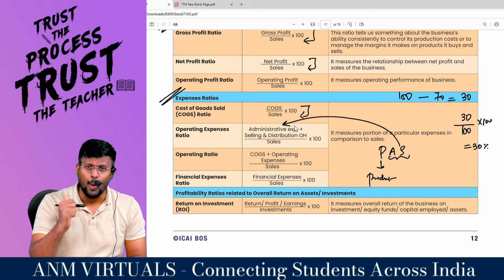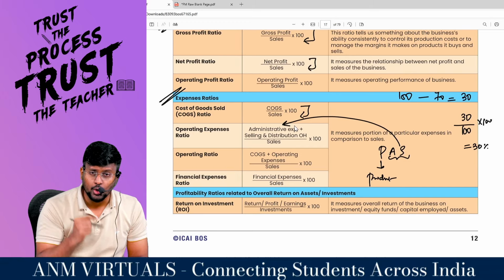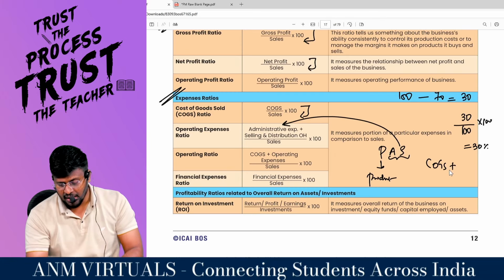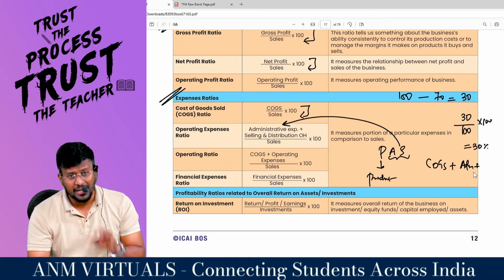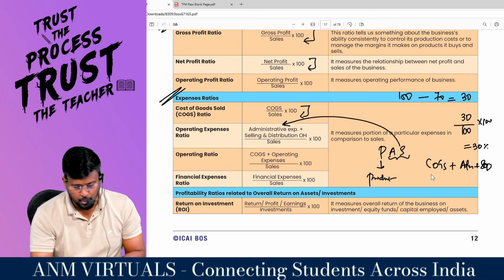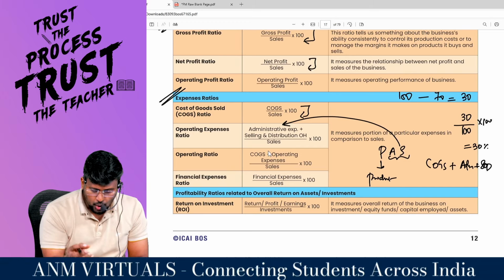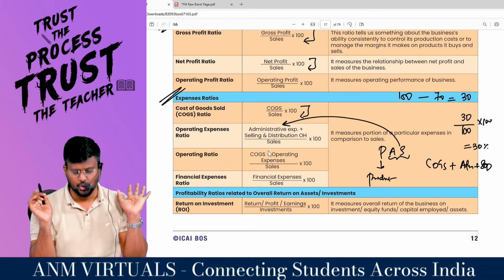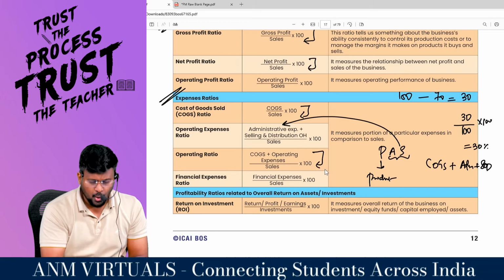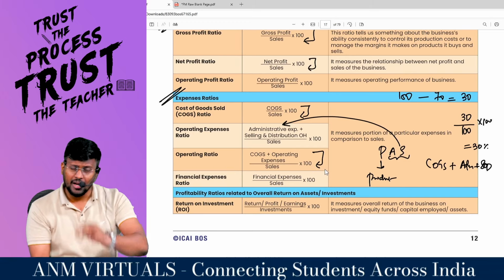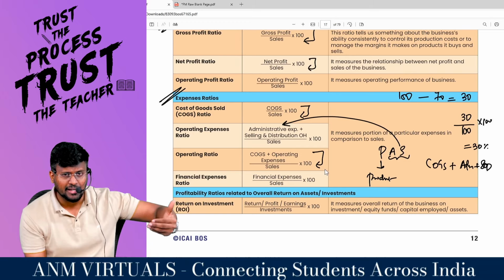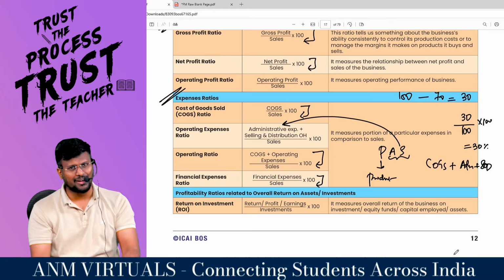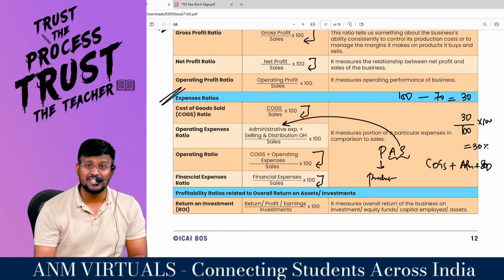Sir, what is operating ratio? In order to operate my business, I have to sell the goods, plus I have to take care of admin, plus I have to incur the selling and distribution. That's cost of goods sold plus operating expenses. What is operating expenses? Administration and the selling and distribution overhead, divided by sales into 100. What is financial expenses ratio? Like we will be paying interest, we will be incurring bad debt. Such things are financial expenses divided by sales into 100. Comfortable? Very easy. So that is called the expenses ratio.